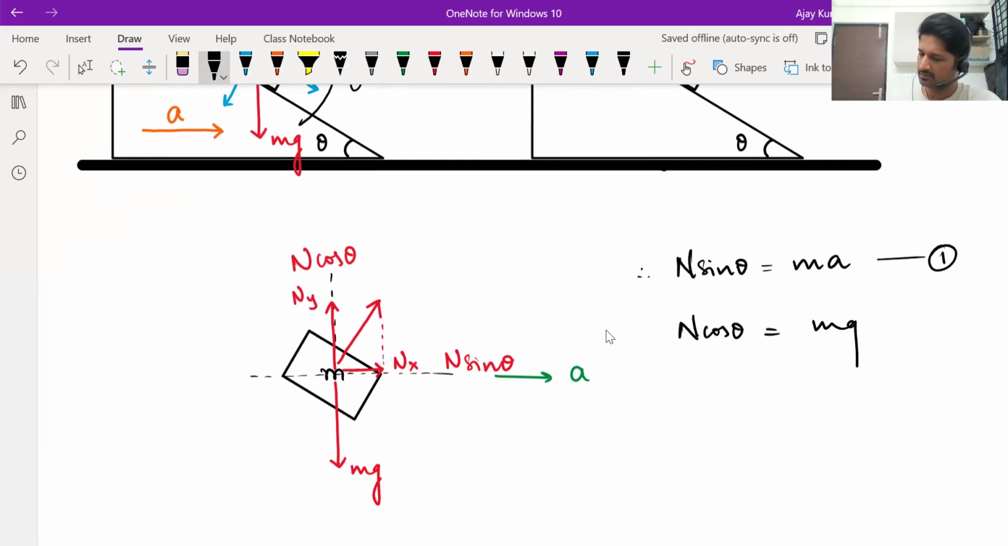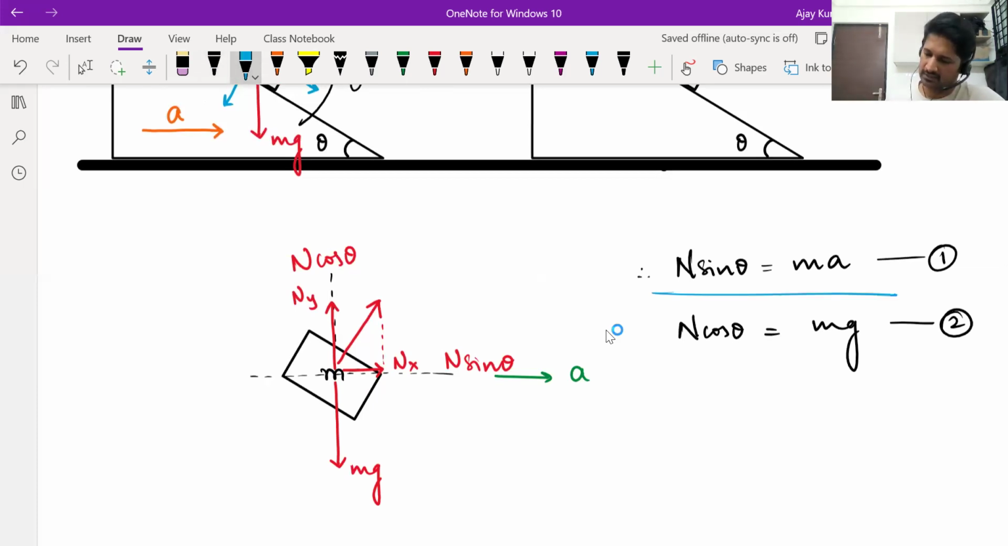Downward force is mg. Second equation. Our aim was to derive acceleration. So you can take N and a are unknowns here. You can take N from the second equation and put it in the first. Otherwise, you just divide these two equations.